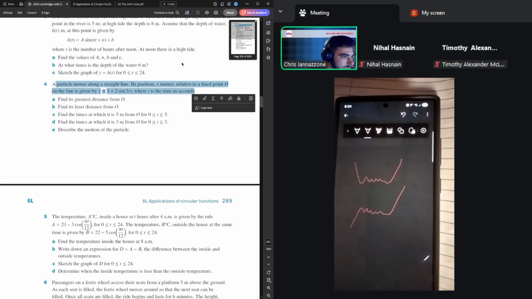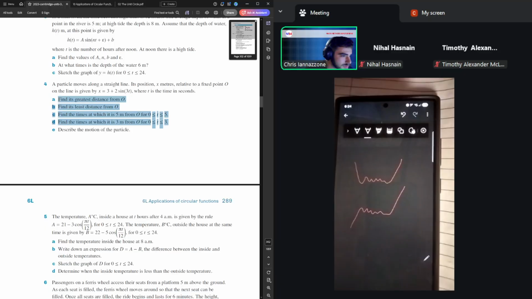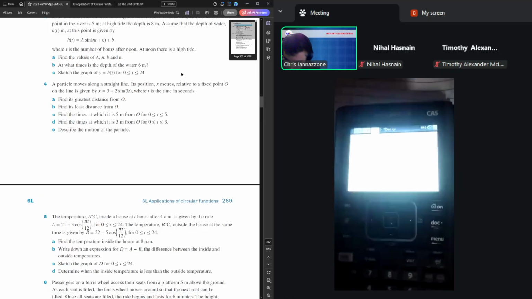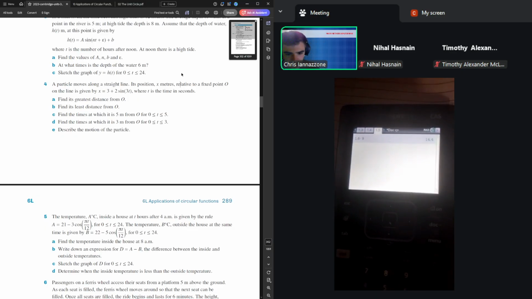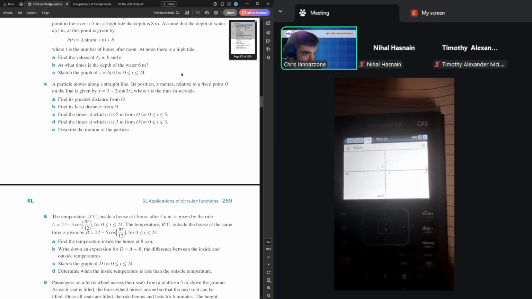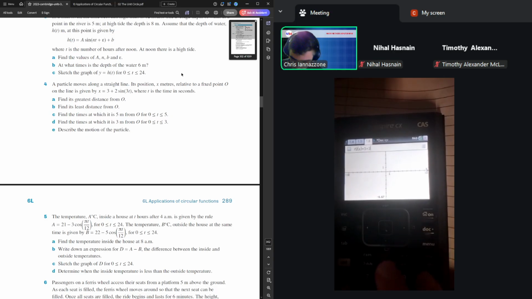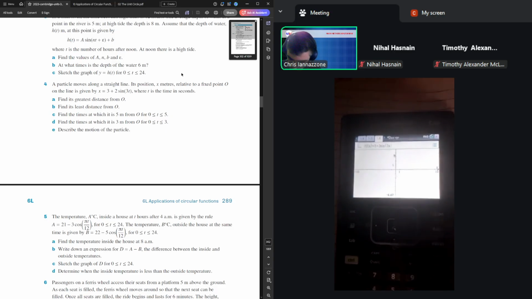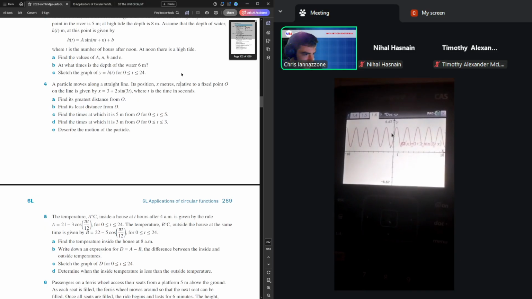Its position is given by that circular function. We're not going to worry about any of this so far. In fact, to save some time, I'm going to CAS out what that graph looks like, because the important thing is going to be the analysis of it here. Describing the motion of the particle, what's actually happening. Let's have a think. So we've got 3 plus 2 sine 3x. That's our circular function. They didn't give a domain, so whatever.